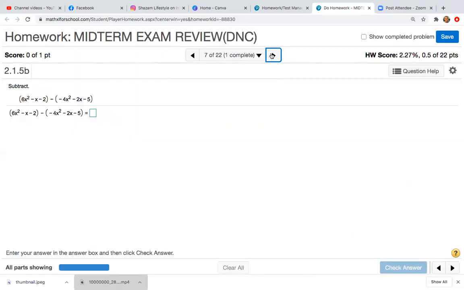All right, number 7, we are going to simply combine like terms on this one. We're subtracting 2 polynomials. One of the things I like to do, especially since this is a difference, I like to distribute the negative over the second parentheses. And when I distribute the negative over the second parentheses, that -4x squared inside the parentheses becomes a +4x squared.